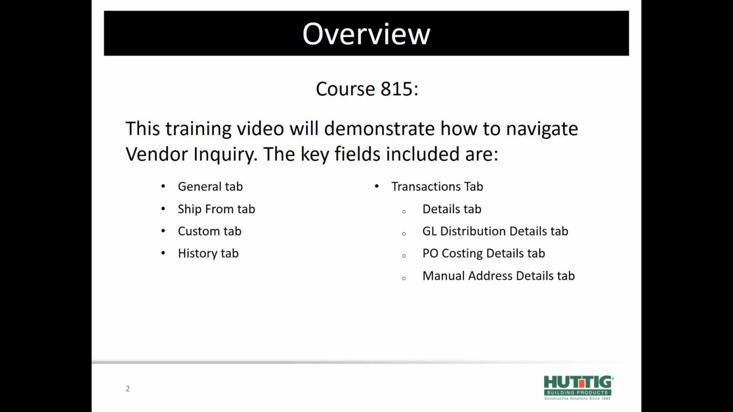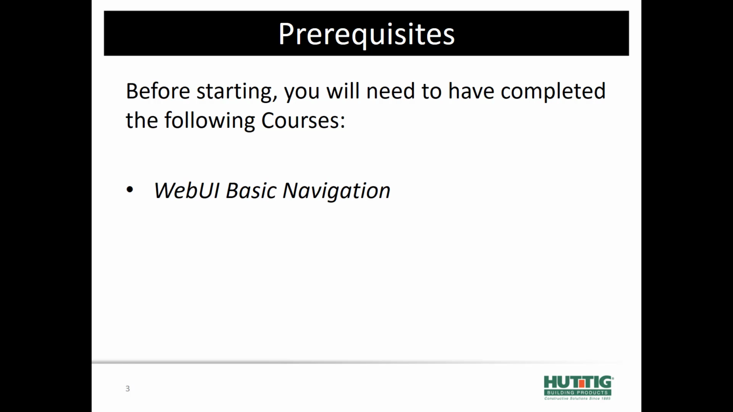This training video will demonstrate how to navigate vendor inquiry. The key fields included are General tab, Ship From tab, Custom tab, History tab, Transactions tab, and within Transactions tab are Details tab, GL Distribution Details tab, PO Costing Details tab, and Manual Address Details tab. Before starting, you will need to have completed the following courses.